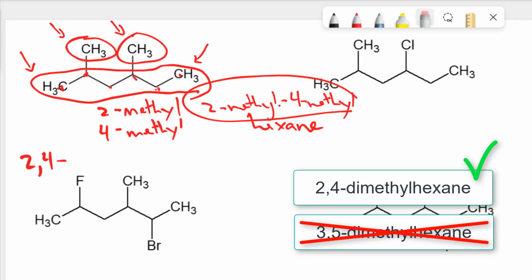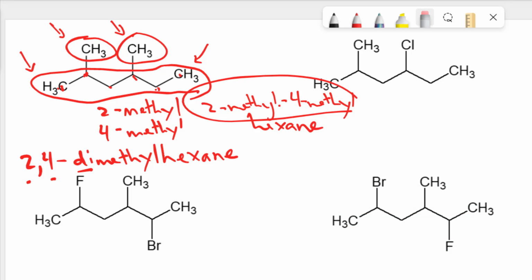There are 2 methyl groups, so I'm going to use the term dimethyl. That tells me that there are 2 methyl groups. One of them is on the 2 carbon, one of them is on the 4 carbon. So 2,4-dimethylhexane. This is all one word right here.